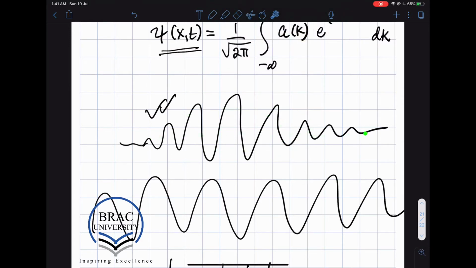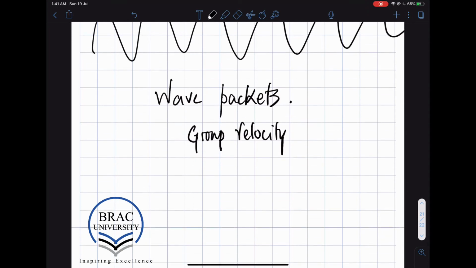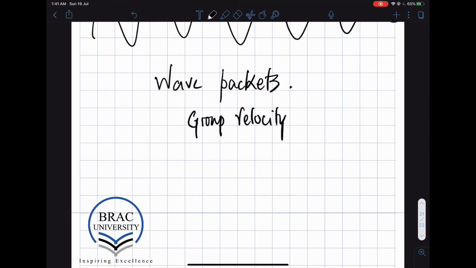So the wave packet will have a different velocity, and that velocity is the physical velocity. It will be called the group velocity, because it is the velocity of the group of waves. So unlike the phase velocity, the group velocity is actually something physical. So let's discuss group velocity a little bit more.